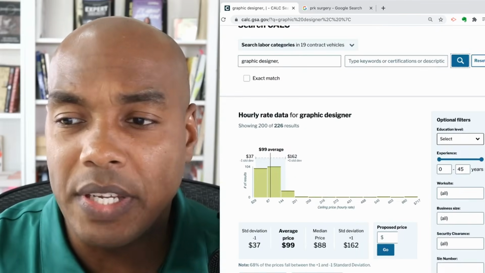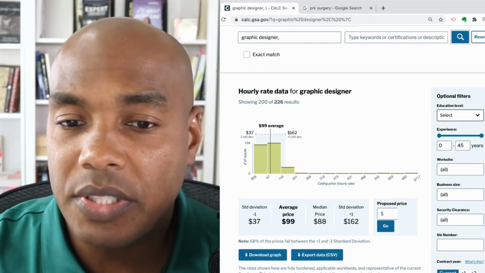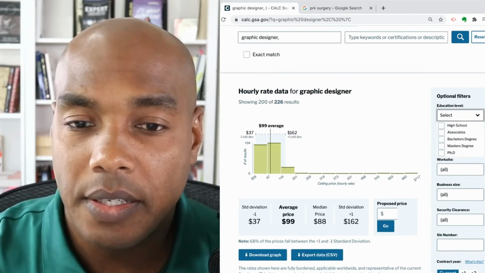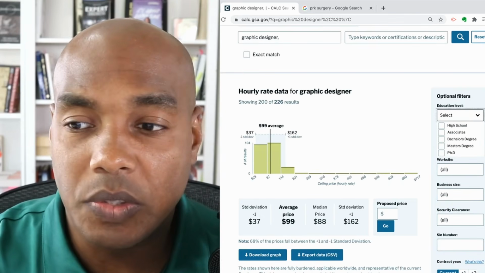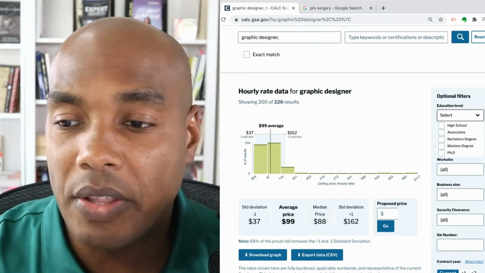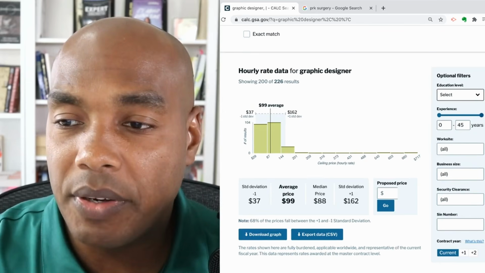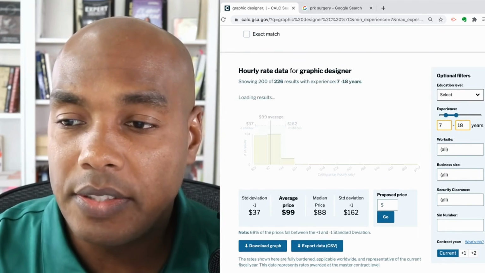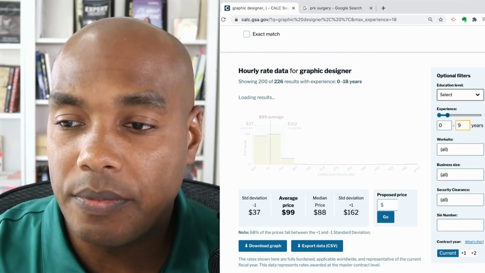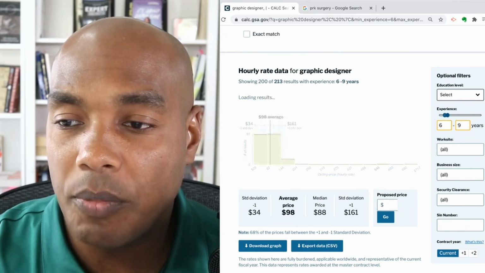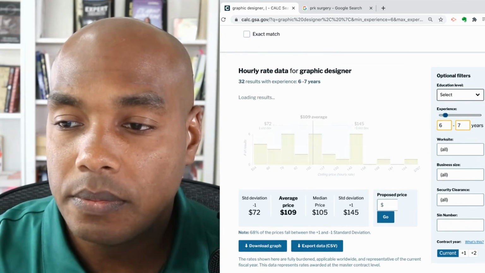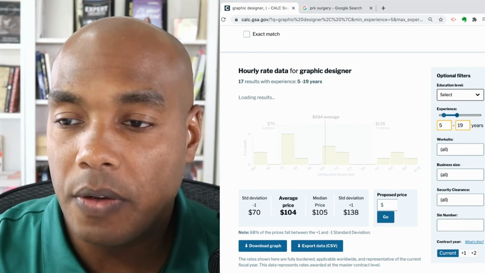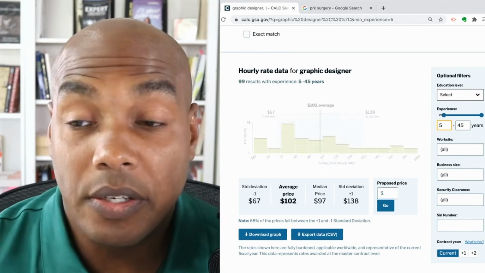By the way, before we even get there, let's just start up here. There are some additional filters on the side. You can look at whether they have a high school degree, associate's, bachelor's, master's, PhD. You could sort by that, and then you could sort by experience. So that's really cool. Let's say that the job called for someone with 5 years experience or more. There you go. So you can do 5 years experience or greater, right?